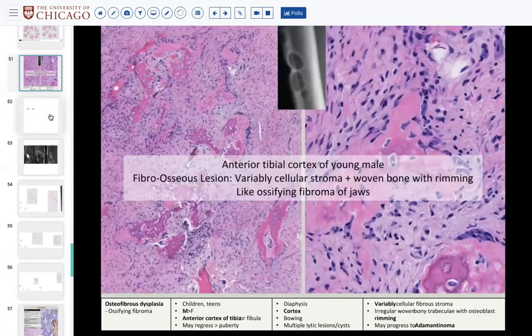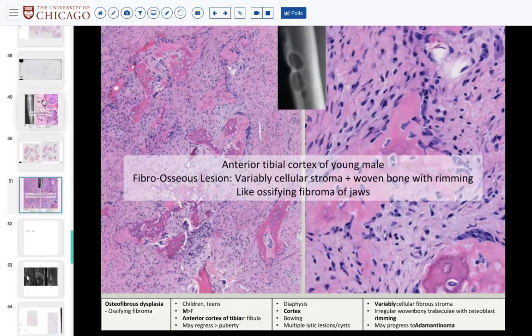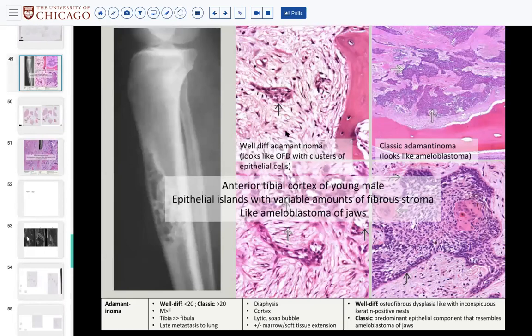And so, ossifying fibroma is the more accepted term in the jaws. Osteofibrous dysplasia is the more accepted term in the long bones. But whenever you have an osteofibrous dysplasia-like lesion, arguably you should probably throw a keratin on there to see if it has any epithelial islands that might throw it into the pattern of a well-differentiated adamantinoma.